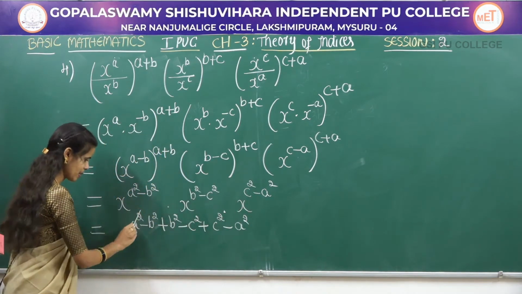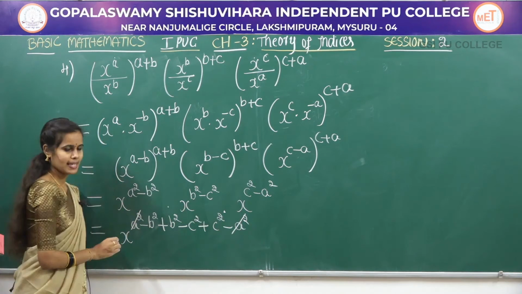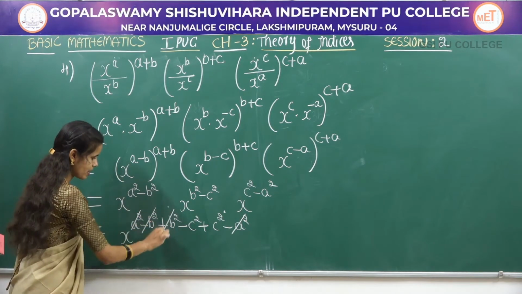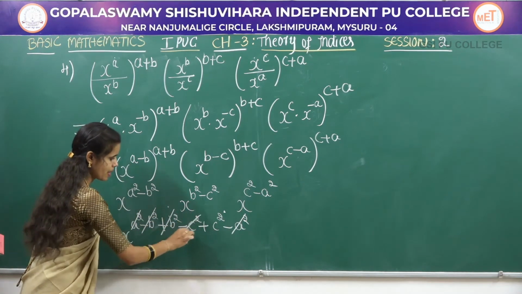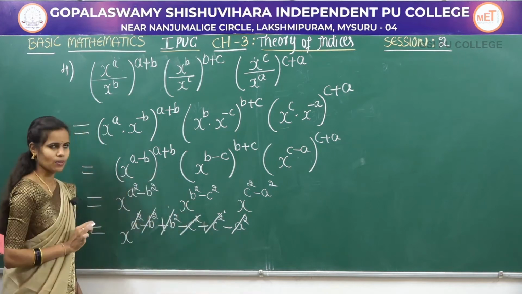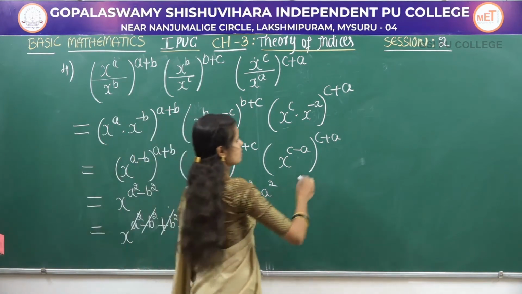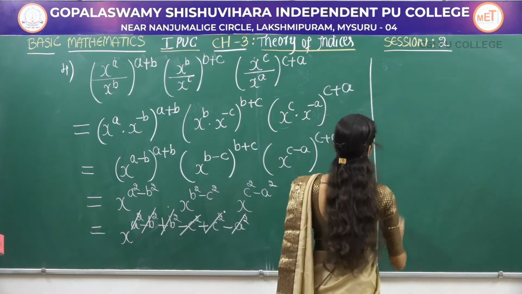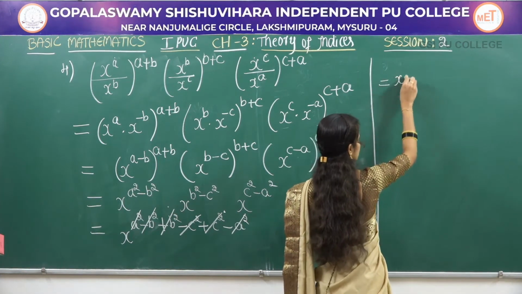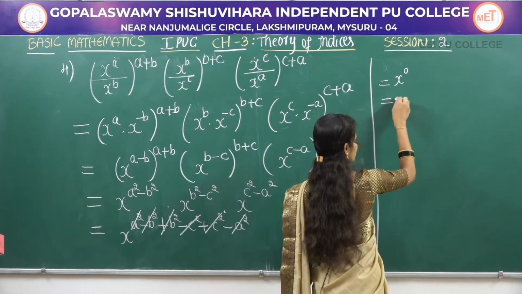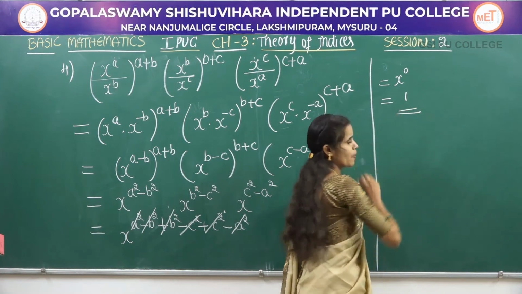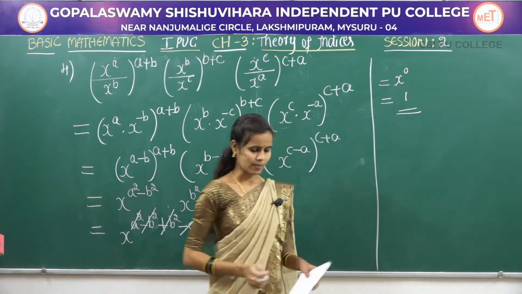Okay, here plus a square minus a square get cancelled, minus b square plus b square get cancelled, minus c square plus c square get cancelled. Remaining term is 0, x to the power of 0. So x to the power of 0 is equal to 1. Okay, next problem.